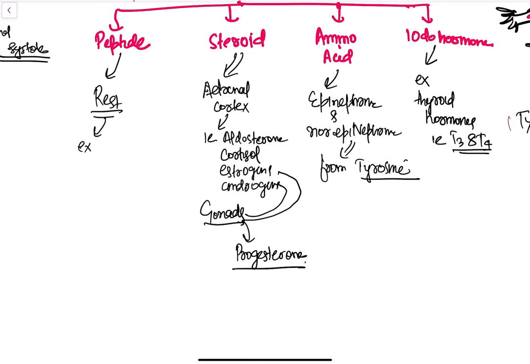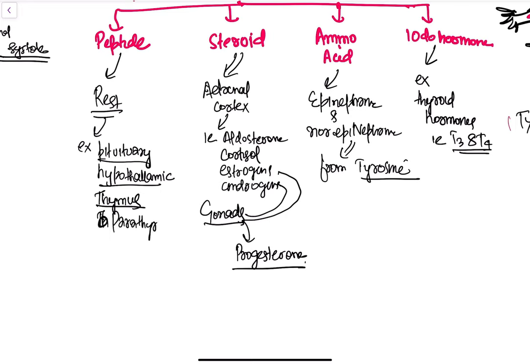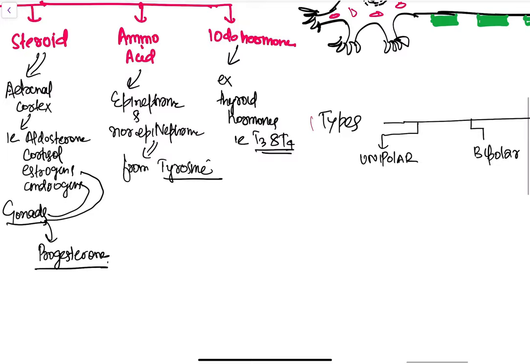For example, all pituitary hormones are peptide hormones. Hypothalamic hormones are peptide hormones. Thymic hormones, hormones of thyroid, parathyroid, these are all examples of peptide hormones. Pancreas, all the rest of the hormones are peptide or proteinaceous hormones.